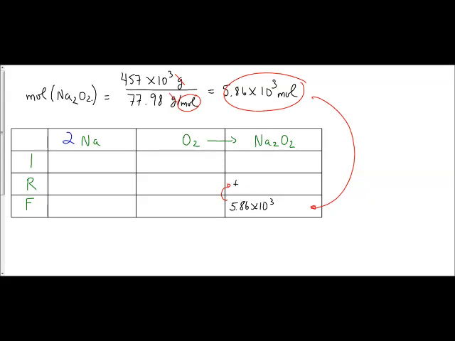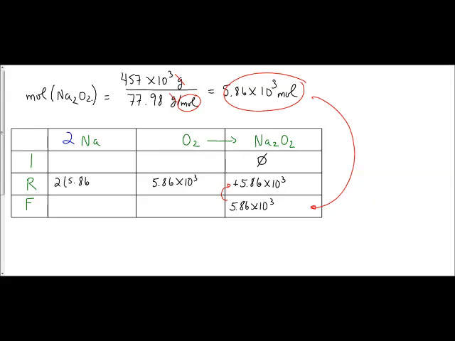This is because we know that we start with zero product. Starting with zero product, knowing the final amount of product, we can fill in the R line. This allows us to go backwards. If we know how many moles of product were formed, we know how many moles of each reactant were required.